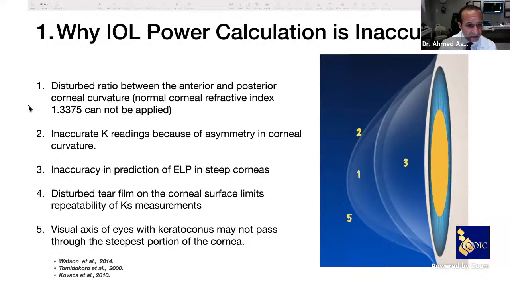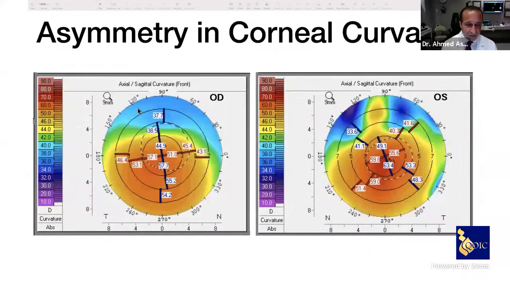And the fourth, the disturbed tear film on the corneal surface limits the predictability and the repeatability of the K reading measurements, as we have just said in ocular surface disease. And finally, the visual axis of the eyes of keratoconus may not pass through the steepest portion of the cornea. So because of these reasons, the IOL power calculation is challenging in cases of keratoconus.